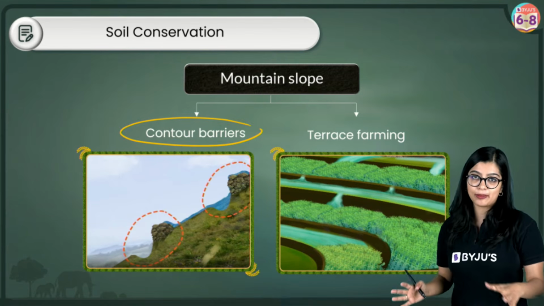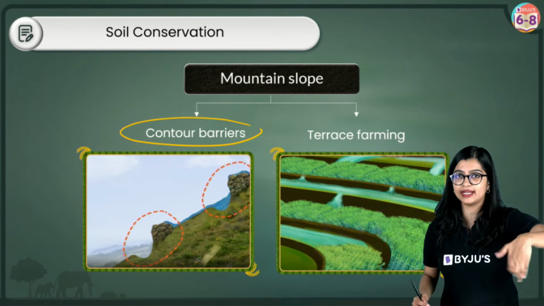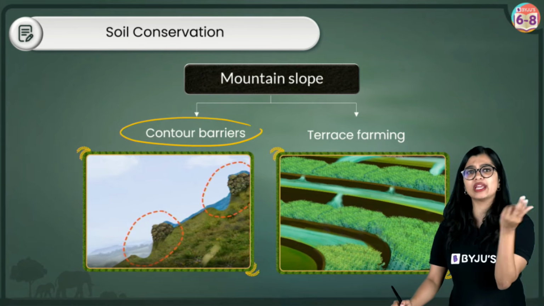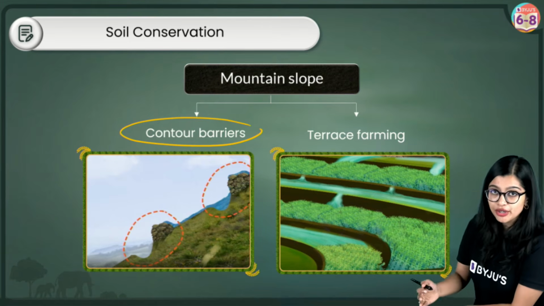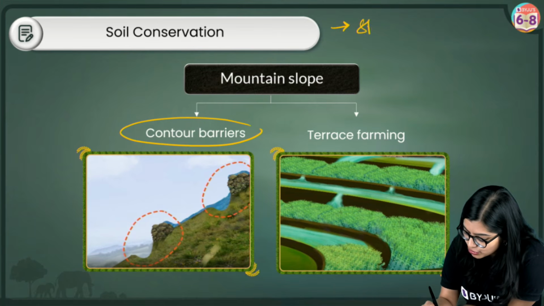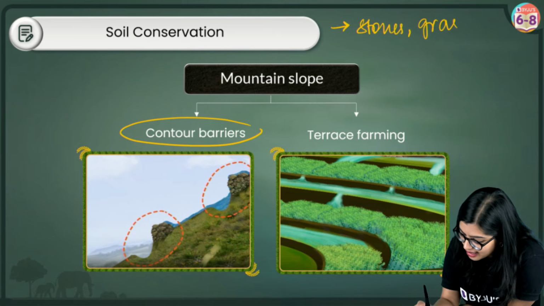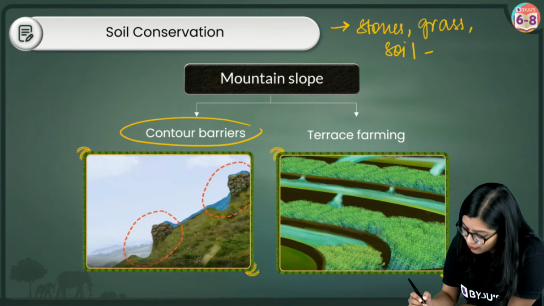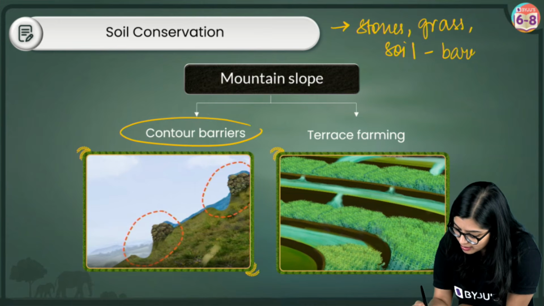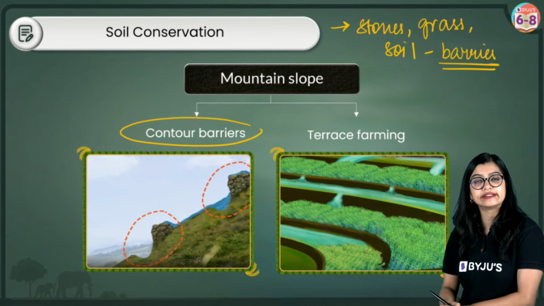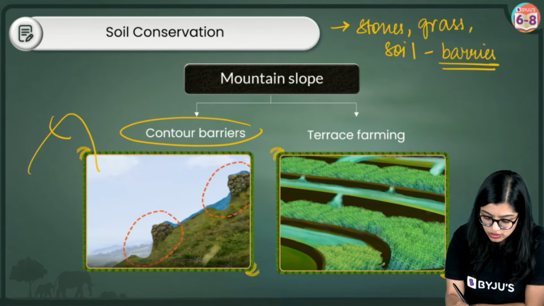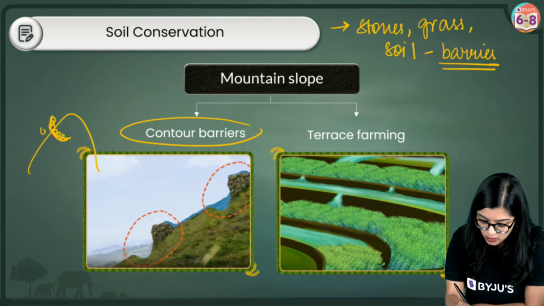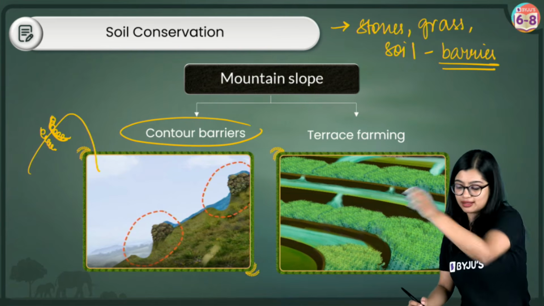So what are contour barriers? Contour means to shape, so assume that contouring means giving it a proper structure in simple lines. In contour barriers, I'm just going to write it here, you will use stones, grass and soil. You will build a barrier using all of these three, and you will build it along the contour. So if this is a mountain or the slope, you will build a barrier around the contours or along the path that is there.